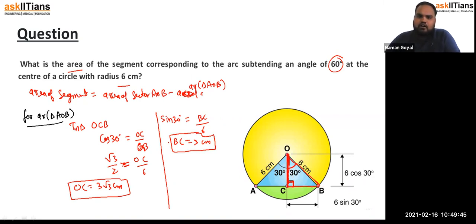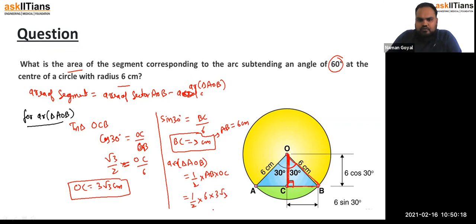Now area of triangle AOB is 1 upon 2 into base, which is AB, and height, which is OC. If BC is 3, then we can say that AB is 6 centimeter. So it will be 1 upon 2 into 6 into 3 root 3. The 2 cancels out with 6 to give 3, so it will give 9 root 3 centimeter square. So we got the value of the area of the triangle. Now I think you got the concept of how we find the area of that triangle.